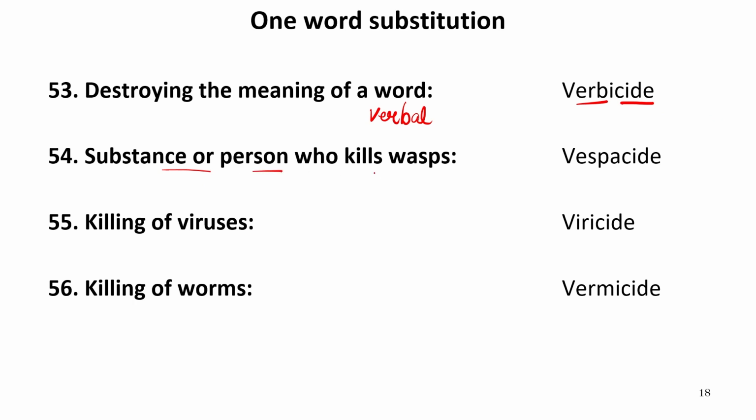Substance or person who kills wasps. Now wasps are a kind of insects, so that is known as waspicide. Killing of viruses, this is known as viricide. Now there is another term for this as well, that is virocide. So virocide is again killing of viruses. Killing of worms. Now killing of worms is known as vermicide.